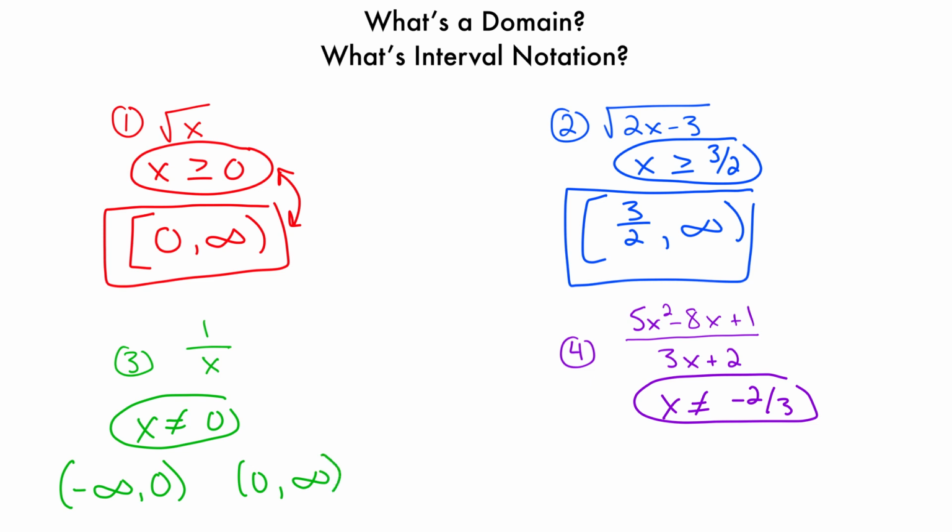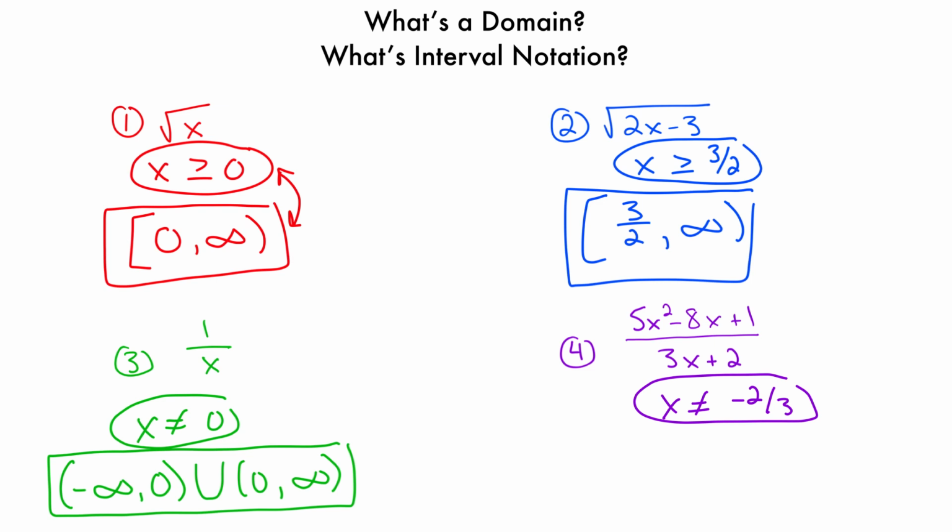Now, as it's written right now, each of those is an individual interval. I need a way of saying I want both intervals at once. The symbol we use is called a union symbol. It looks like a capital U. This is the interval notation for all real numbers except for 0.